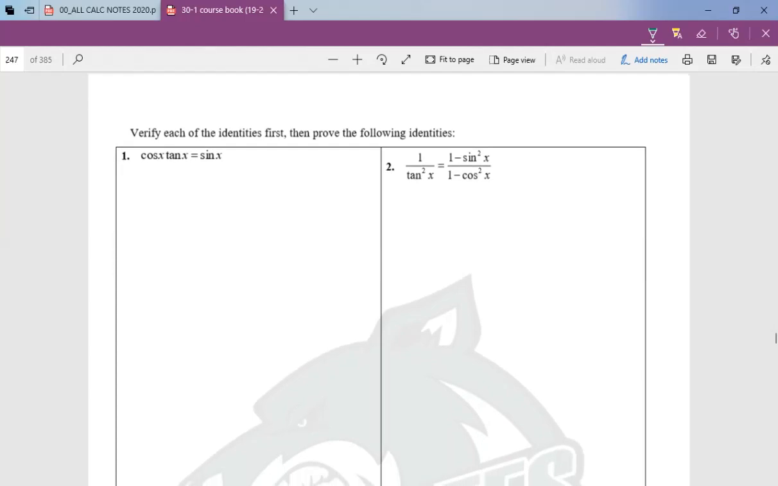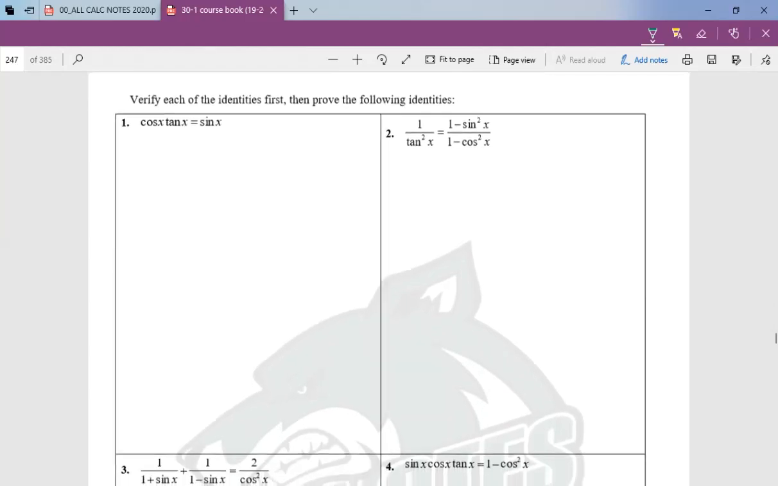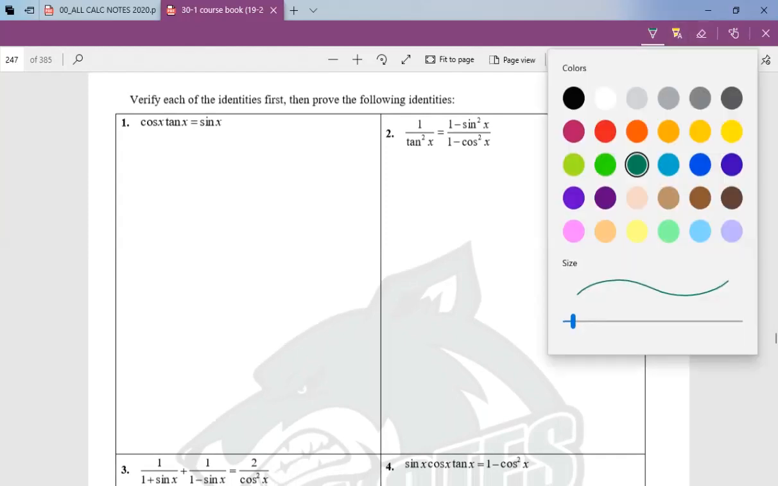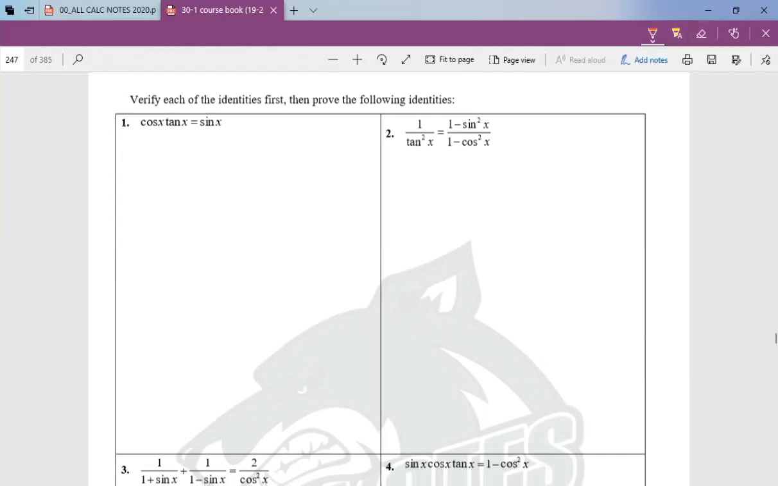Number one. Verify each of the identities first, and then prove the following identities. Okay. So I'm going to verify this first one, and then maybe I'll leave the others. We're not going to do a verification, but we will prove each of these, and you should state restrictions for each of these when we do our proof.